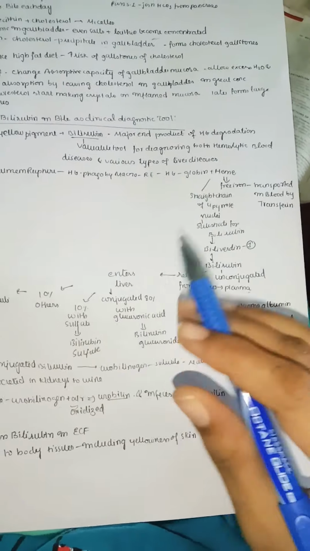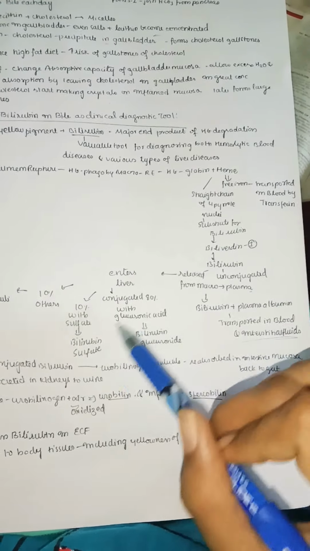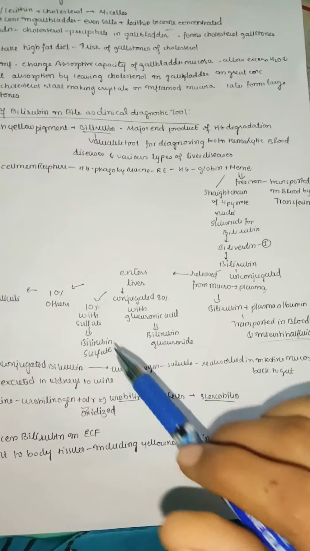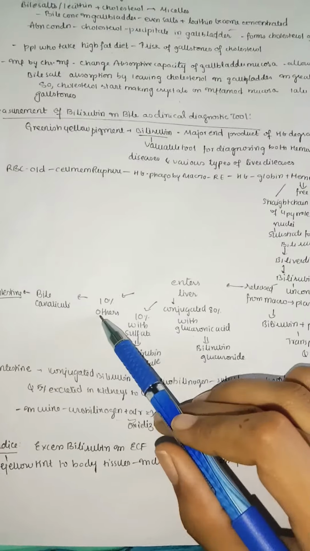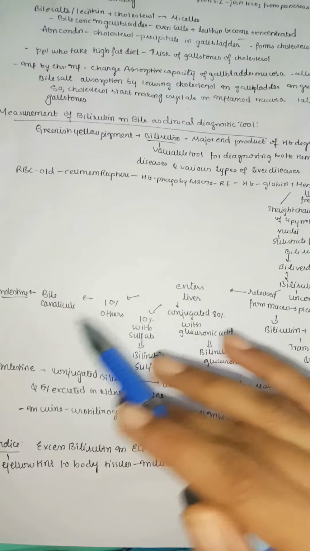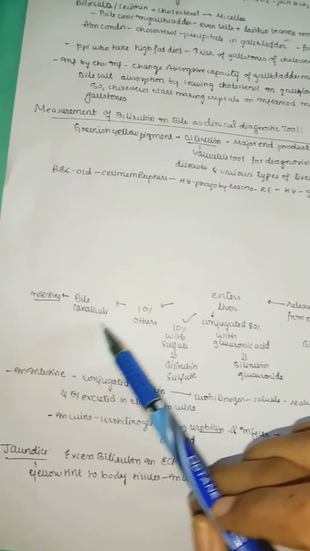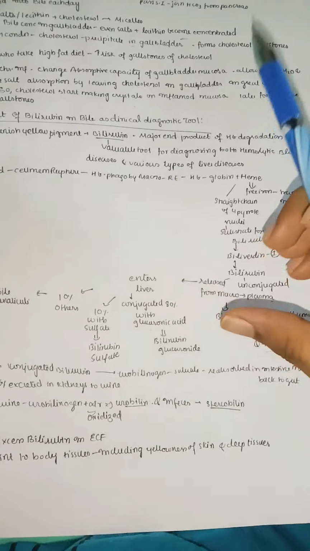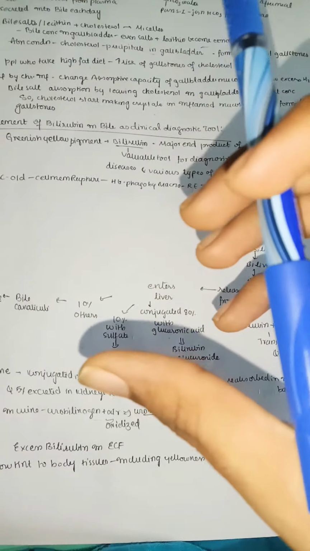So now this bilirubin and plasma albumin enter in a combined form into the liver, and in the liver 80% gets conjugated with glucuronic acid to form bilirubin glucuronide, and 10% binds with sulfate, called bilirubin sulfate, and the other 10% may remain attached to some other compounds. Finally all this together is conjugated. So before we have seen unconjugated, now we have seen conjugated.